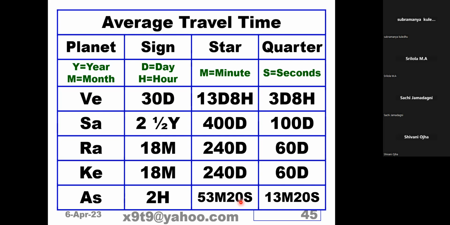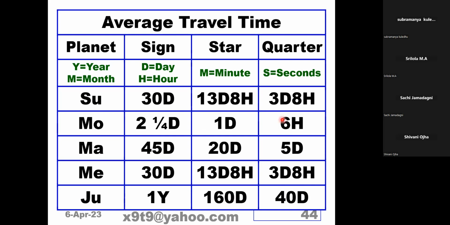What is the next one? Next one is moon. Every 6 hours one pada will be changing. You're able to follow? Yes. So morning 6 o'clock, if it is Ashwini 1, from 12 o'clock it will become Ashwini 2, evening 6 it will be Ashwini 3, midnight 12 it will be Ashwini 4. So every pada is covered by moon, taking time of 6 hours only. You're able to follow? Yes.